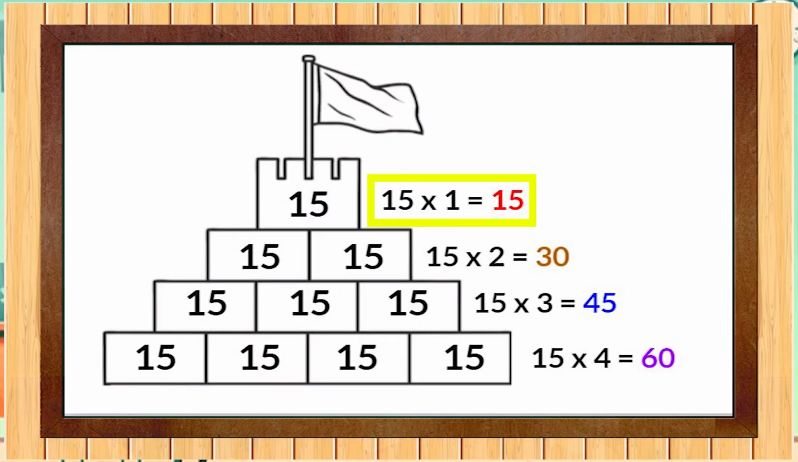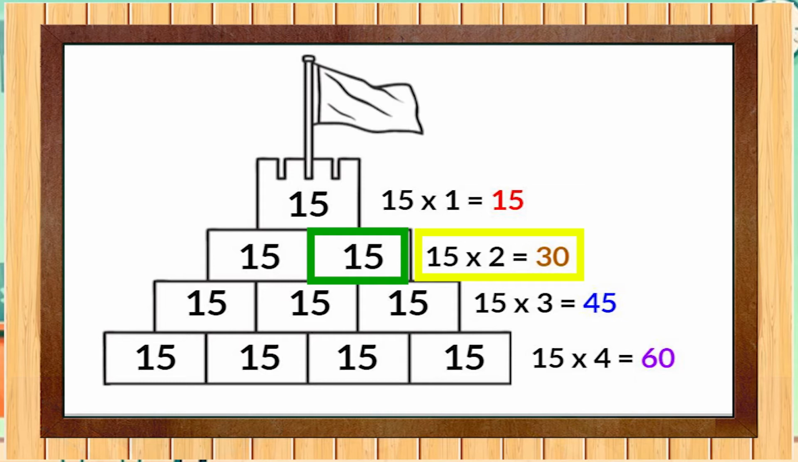Let's look at the example 15 times 1. You know, boys and girls, that any number that is multiplied by 1 is the number itself. The answer is the number itself. Therefore, 15 times 1 would be equivalent to 15. Now let's look at 15 times 2. 15 times 2 is similar to 15 plus 15, which would give us a total of 30.